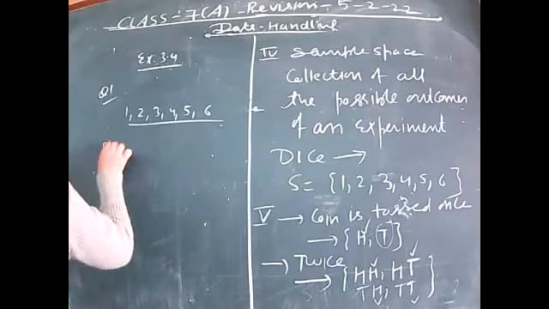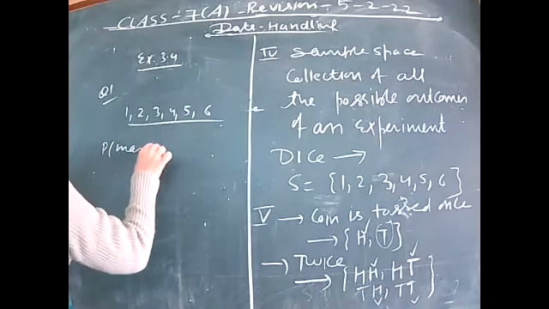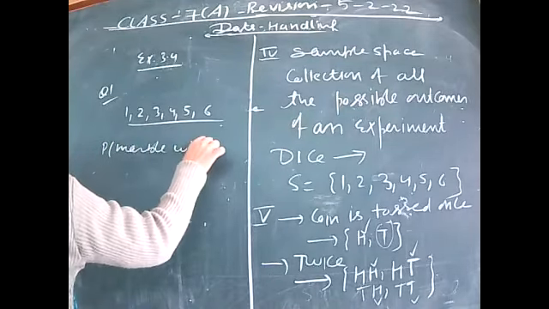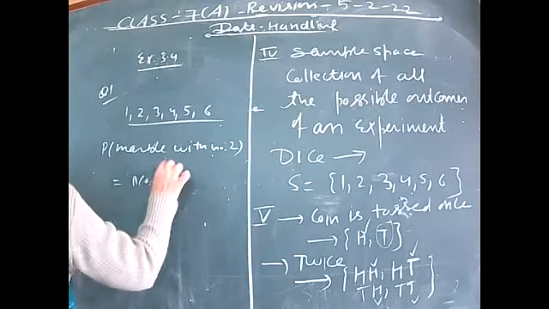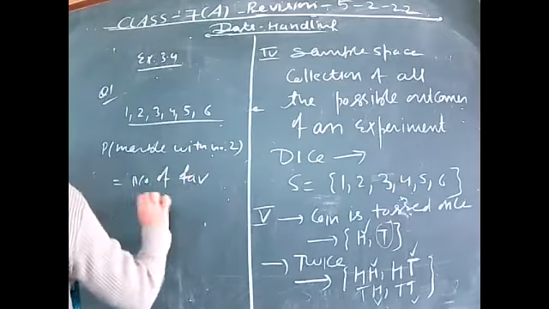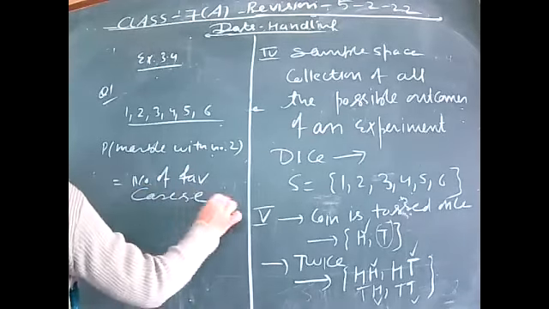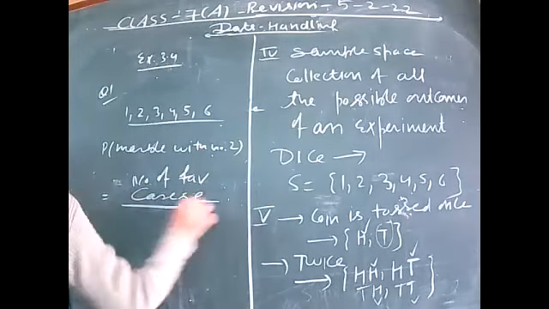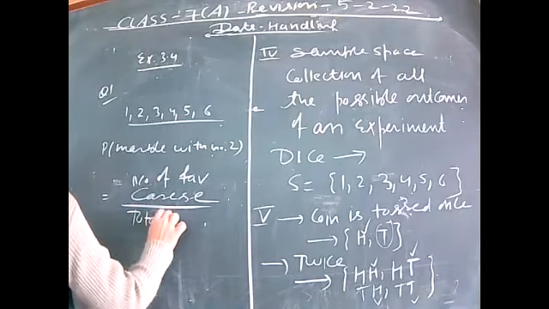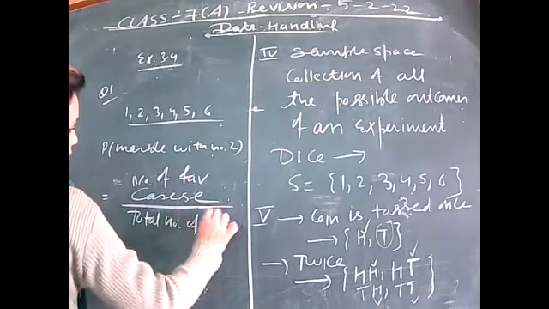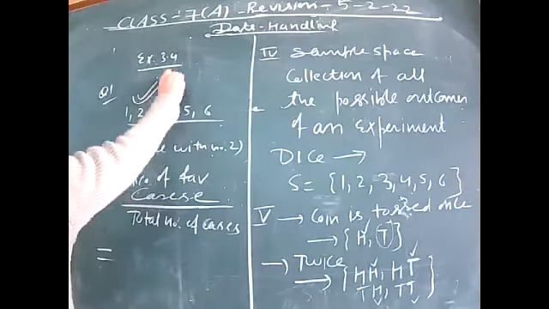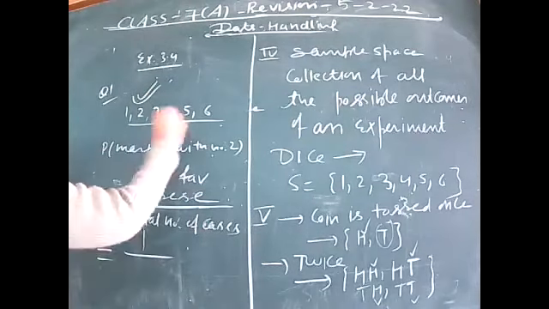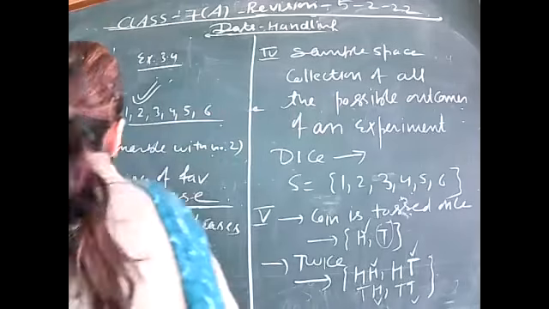Probability of having marble with number 2. Number of favorable cases upon total number of cases. So कितने marbles हैं जिन पे 2 लिखा हुआ है? Only 1 marble is there. How many are total? 6. So 1 by 6.